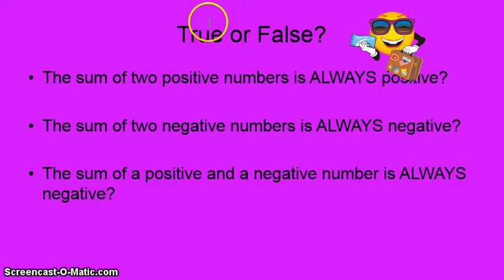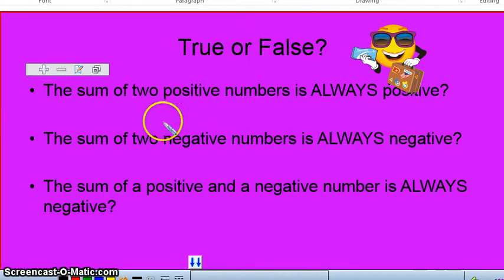All right, let's look here. It says the sum of two positive numbers is always positive, and we need to know, is that true or false? So, is there a counterexample that we can do? Are there any two positive numbers that we can add that will give us a number that's not positive? Certainly not. No matter what you add, you're always going to get a positive number. So in this case, that's true.